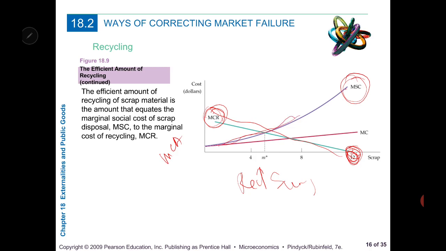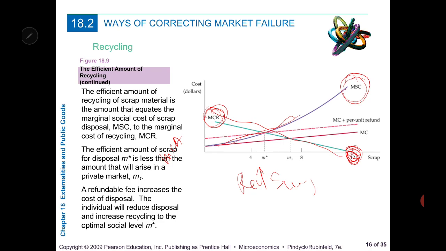Alright, so where is the equilibrium point? Equilibrium point will be where the MSC intersects with the MCR, the green and the purple. So this is the scrap amount. Again, it does not make sense to do more recycling. It doesn't make sense to do more recycling than that amount, because the cost of recycling would have been higher than the marginal cost of not recycling. Okay, understood? All right.